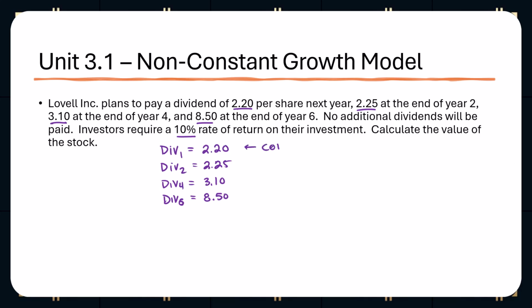So C01 is going to be this $2.20. C02 is going to be the $2.25. We will make C03 equal to 0.